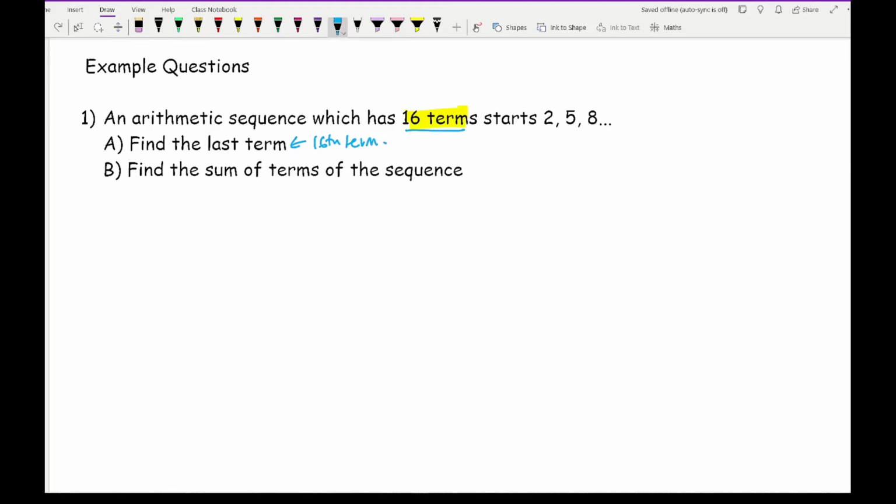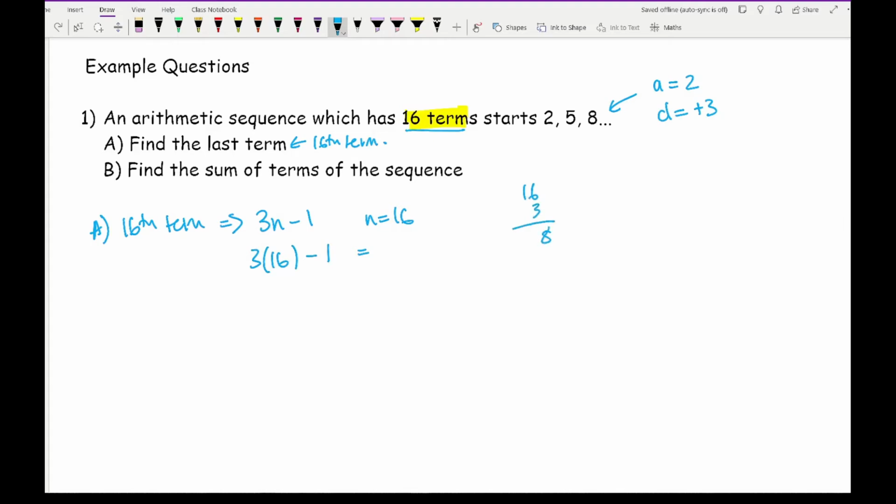From the sequence we can see that our first term is 2 and that the common difference is positive 3. So our 16th term is going to be, writing down the sequence, the nth term for this one is 3n minus 1. So to find the 16th term, n is going to equal 16, so it's 3 lots of 16 take away 1. 3 times 16 gives me 48, so it's 48 take away 1, which is 47.